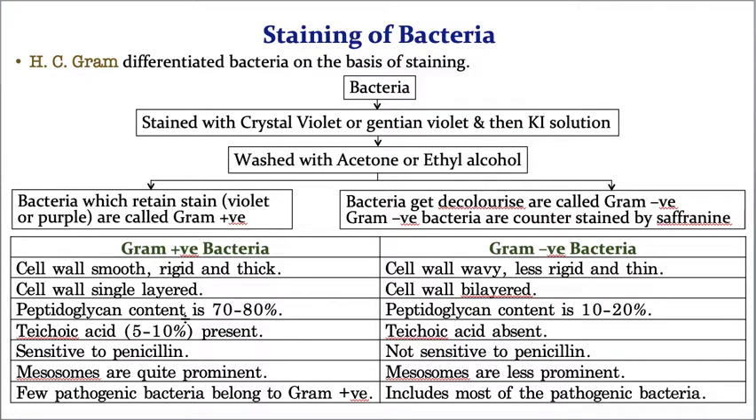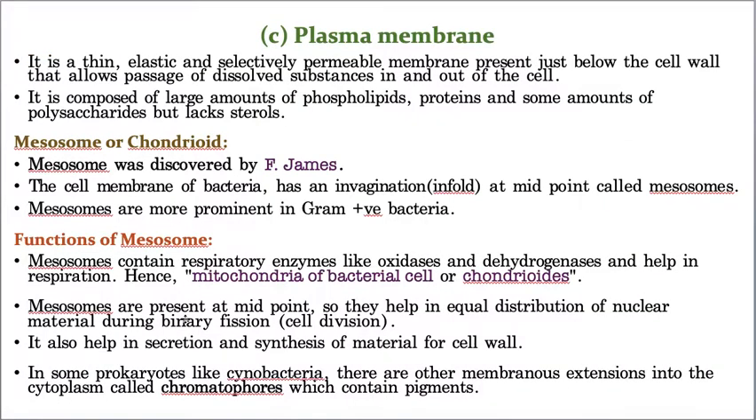Okay. Now the third part, hope you remember the cell envelope, the third part is the plasma membrane. The plasma membrane is a thin, elastic and semi-permeable membrane just below the cell wall, which helps in the passage of dissolved substances from outside to inside of the cell. And this plasma membrane is made up of a large amount of phospholipids and proteins and very small amounts of polysaccharides. Okay, this is the composition of the cell membrane.